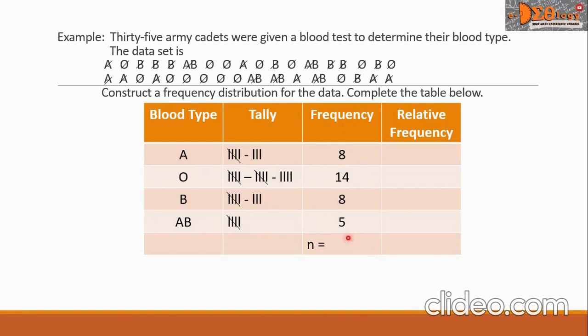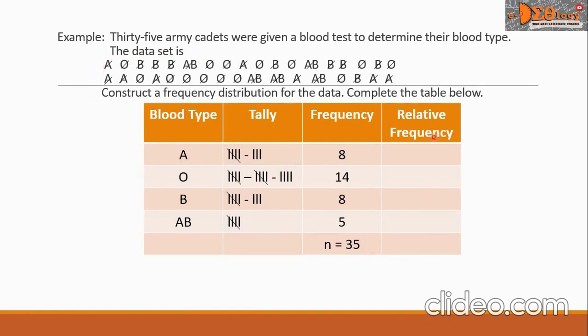And then, let us compute for the summation. We will take the sum of all the frequencies, and this is equal to 35. This number must be equal to the number of data in our data set.